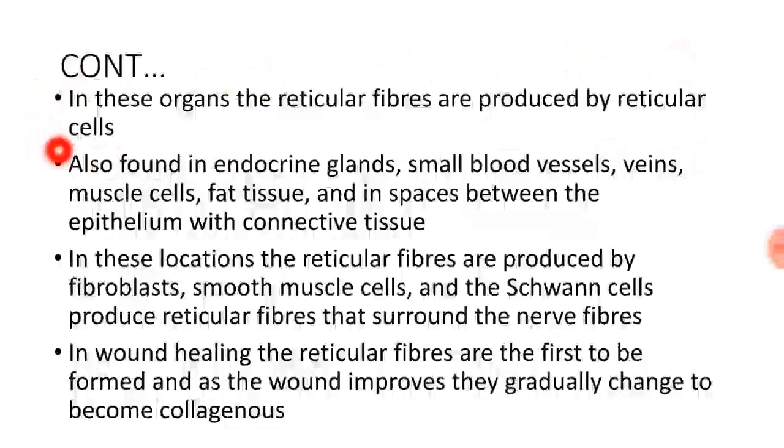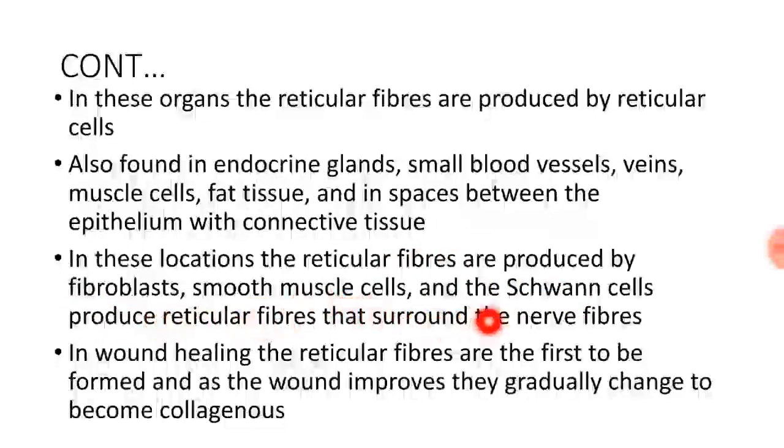Reticular cells are the ones that produce the reticular fibers, and they are also found in endocrine glands. These fibers are also found in endocrine glands, small blood vessels, veins, muscle cells, fatty tissues, and in spaces between the epithelium and connective tissue. In these locations, the reticular fibers are produced by fibroblasts.